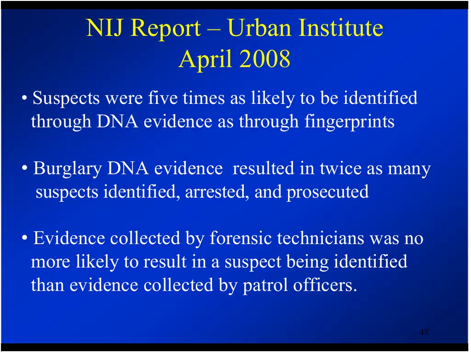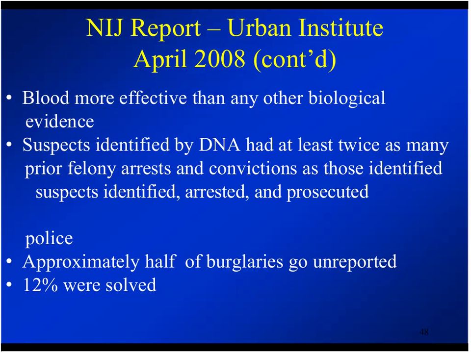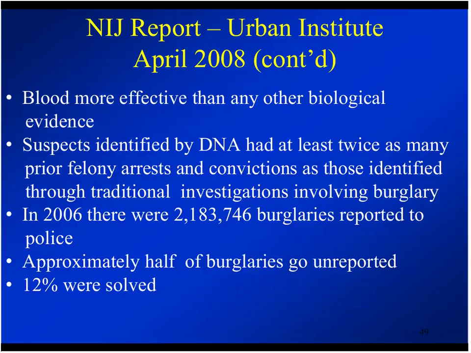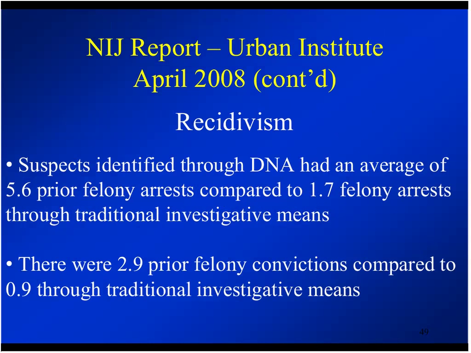The highlights of this institute's program: suspects were five times as likely to be identified through DNA evidence as through fingerprints. Burglary DNA evidence resulted in twice as many suspects identified, arrested, and prosecuted. Evidence collected by forensic technicians was no more likely to result in a suspect being identified than evidence collected by patrol officers. Blood was more effective than any other biological evidence. Suspects identified by DNA had at least twice as many prior felony arrests and convictions as those identified through traditional investigations involving burglary. In 2006, there were over 2,183,000 burglaries reported to police. Approximately half of the burglaries go unreported. 20% were solved.